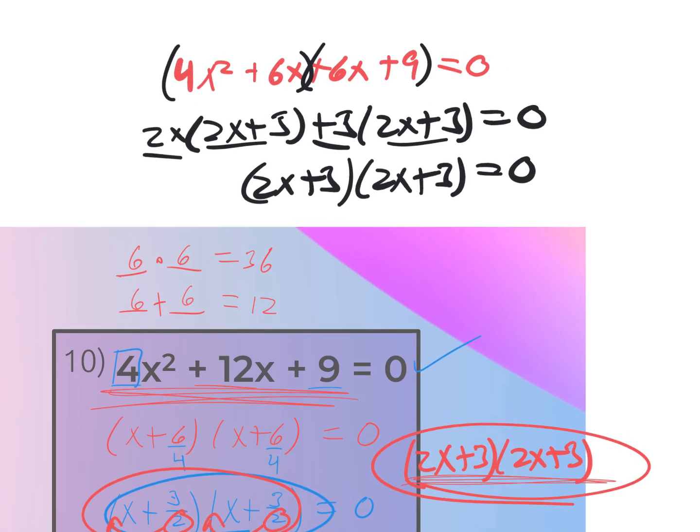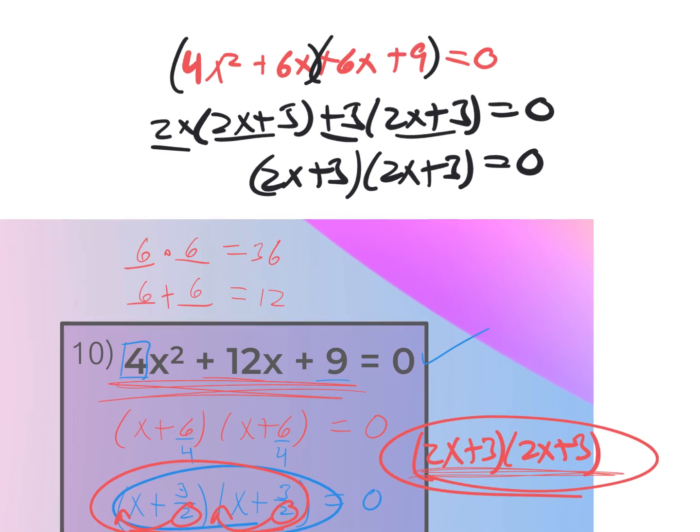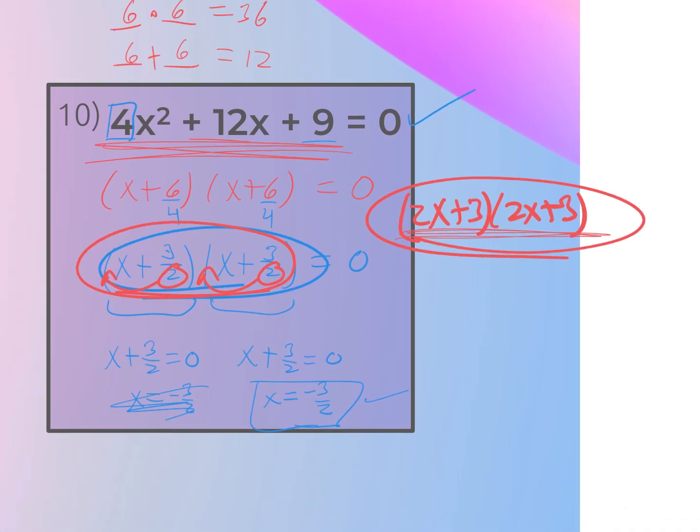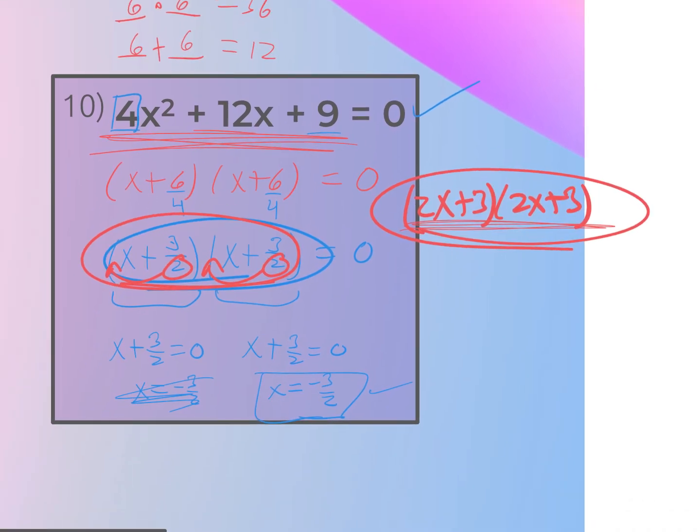And then you set each of these equal to 0. 2x plus 3 equals 0, and 2x plus 3 equals 0. And then you can verify that you get the exact same solutions. So x equals negative 3 over 2.